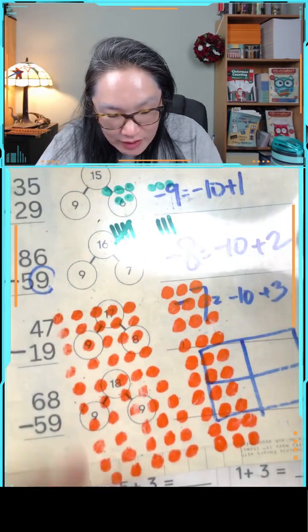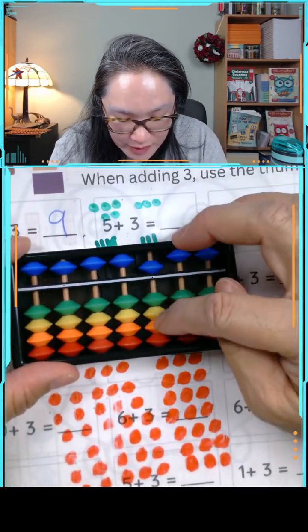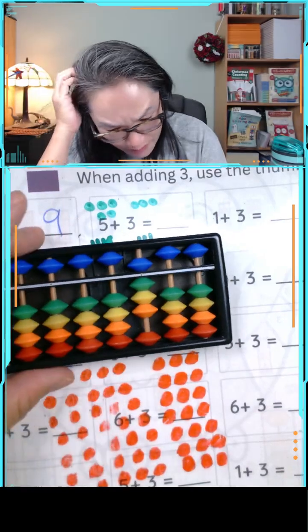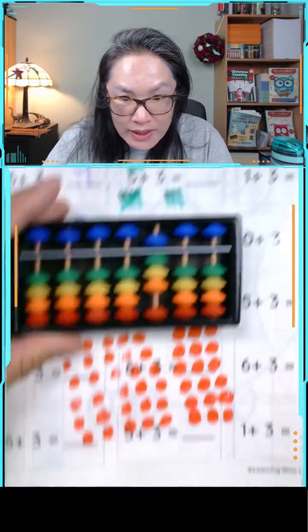So we continue on, right? Here is 5 plus 3. We could do 5 plus 3, right? In mainstream, you could do the dots or you could do the tally marks, which is fine too.